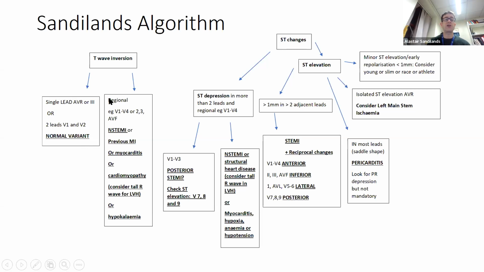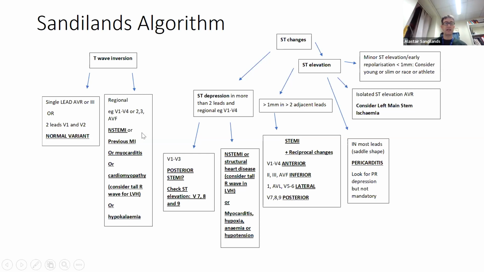Next, the T-wave inversion could be regional. It could be V1 to V4. It could be 2, 3 and AVF. So that might signify a problem with a non-STEMI if the patient has ongoing chest pain, or they've had previous chest pain and they're pain-free. It could be a sign of a previous myocardial infarction, or depending how they're presenting, myocarditis, or even a cardiomyopathy, where then you have to consider also a tall R wave for left ventricular hypertrophy. And lastly, a common cause for T-wave inversion is hypokalemia.